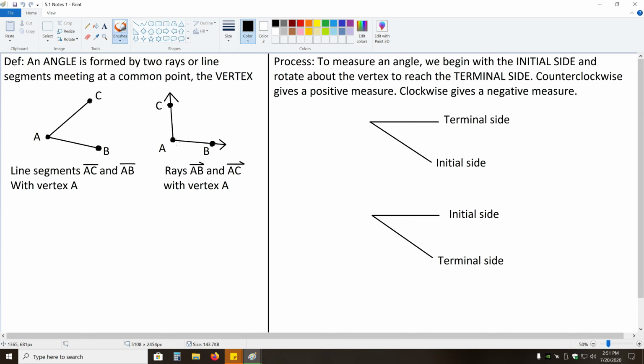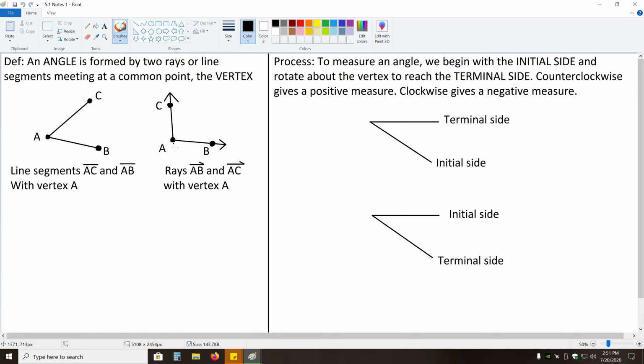So a ray basically looks like a line segment that just continues off in one direction. It doesn't go in both, that would just be a standard line. So these two rays are intersecting at the point A, and the ray AB and the ray AC create the angle CAB or BAC with a vertex of A.